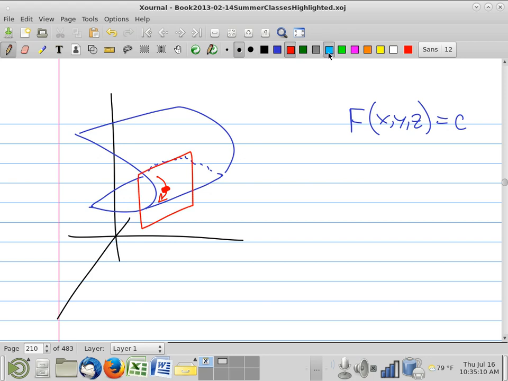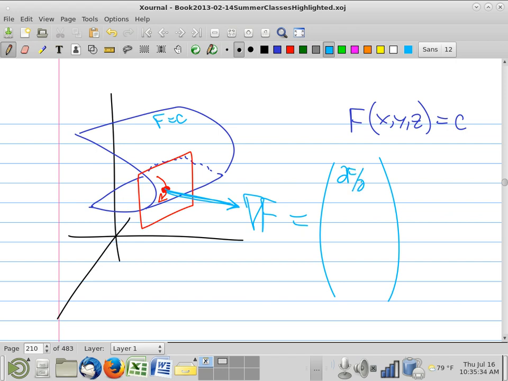Keep in mind that this is a level set, and so its gradient vector is perpendicular to that tangent plane. So if the tangent plane is vertical, then the gradient vector, being perpendicular, must be horizontal. Let's look at what that gradient vector is.